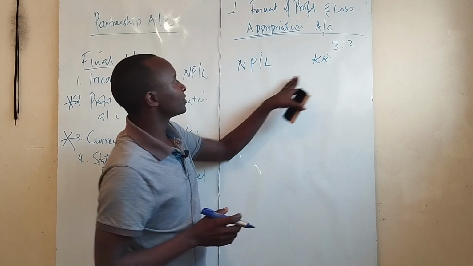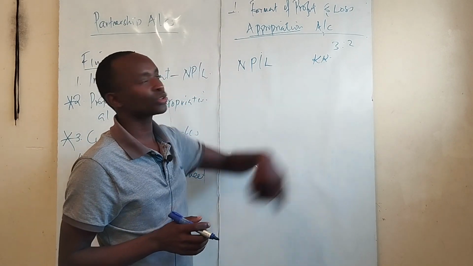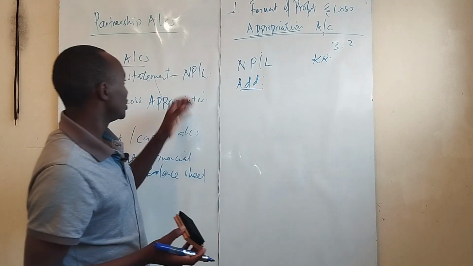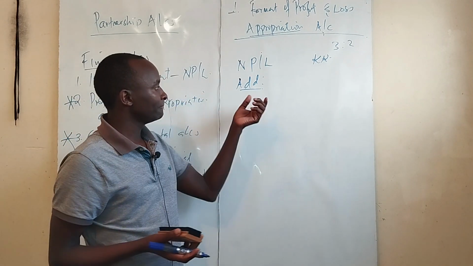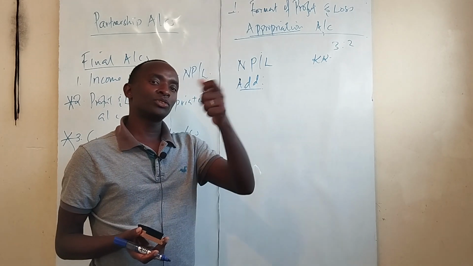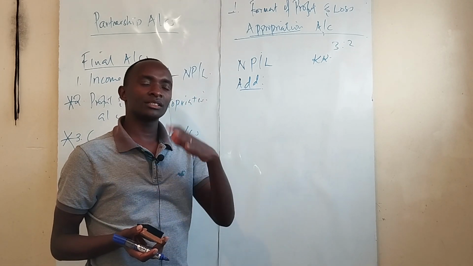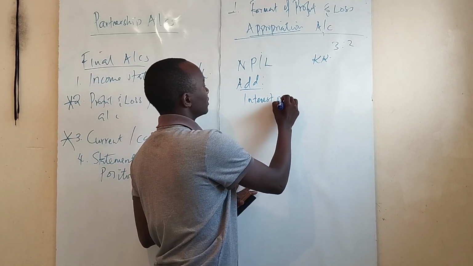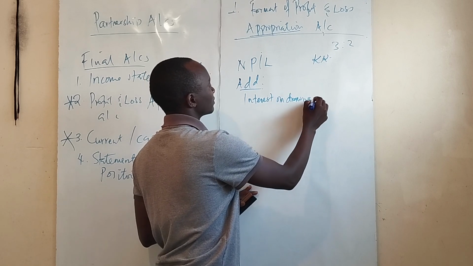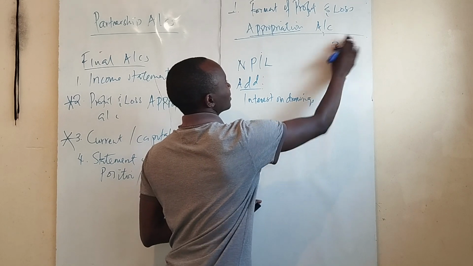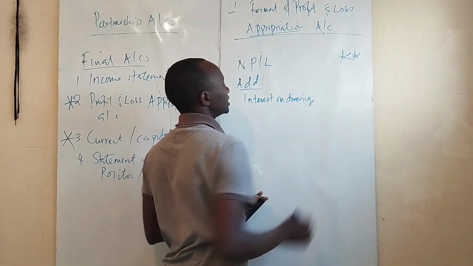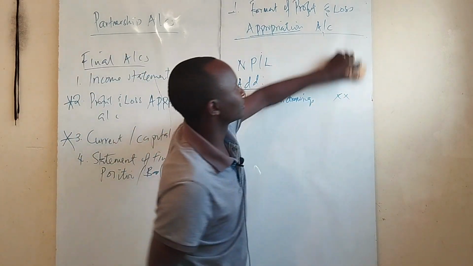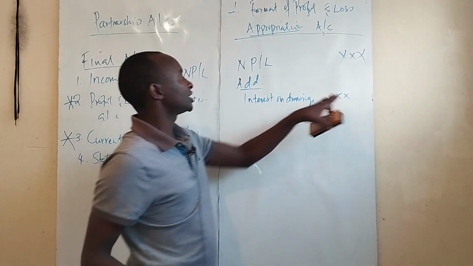So let's say this is the profit from the income statement, the profit of KK. And then we must add, remember I told you from the partnership deed, there is that part of interest on capital, interest on drawings, and partner salaries, and so forth. So we're going to add the interest on drawings. Let's say that is our profit. Interest on drawings, we add it as such. Are we together? So interest on drawings you add.